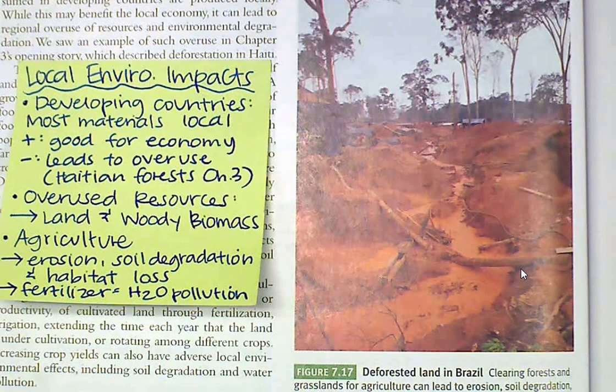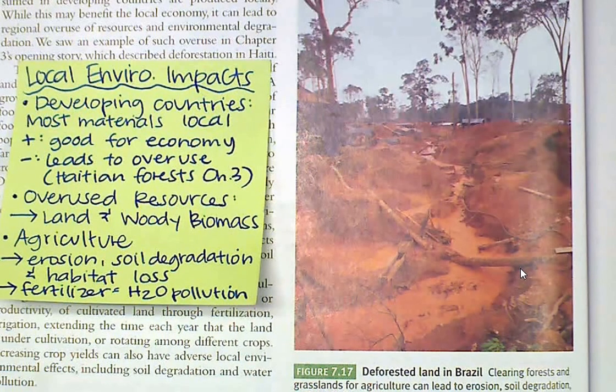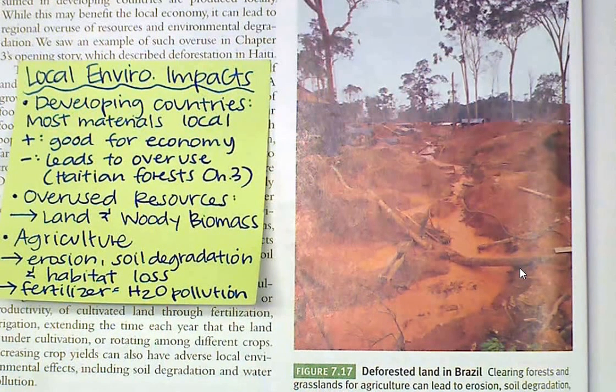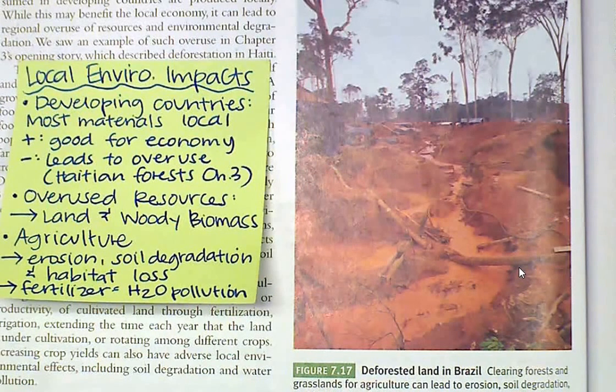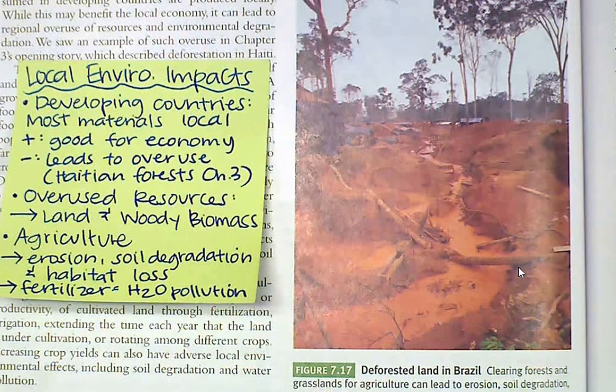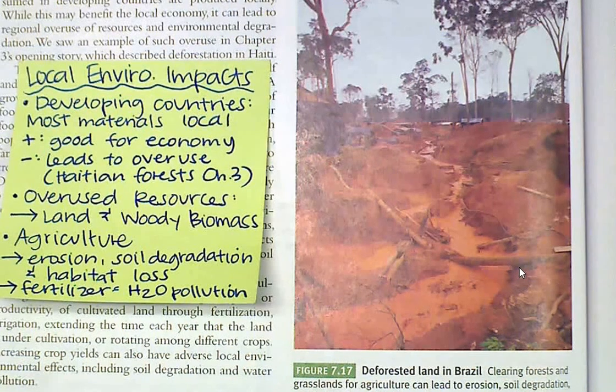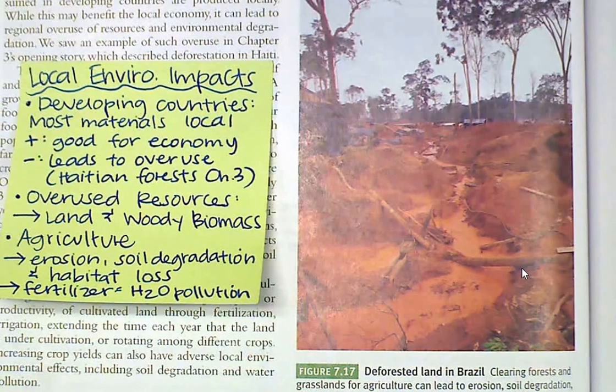The most used resources at a local level is the land, of course, and then woody biomass, trees, shrubs, anything with wood. And then finally, agriculture, or the clearing of land for agriculture, leads to erosion, soil degradation, and habitat loss. Then once you start putting fertilizer on it, it can lead to water pollution. So the moral of the story is, if you're in Brazil and you live in the Amazon rainforest, don't clear cut it to grow corn. Like, corn's not supposed to grow in the Amazon.